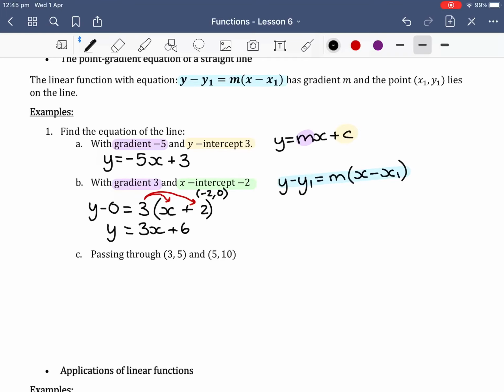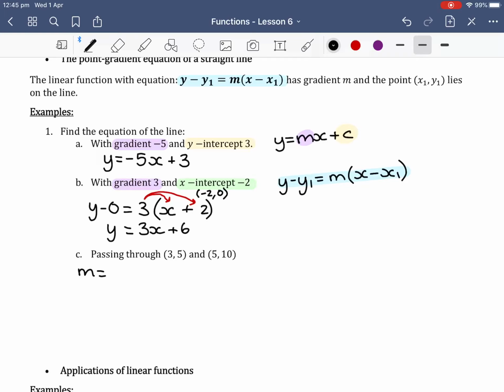Moving on to example 1c, we want to find the equation of the line passing through the point 3, 5, and the point 5, 10. Now we have 2 points here, and that's all. We don't have a gradient, but we have 2 points. So what we're going to do is we need to find the gradient. So over to the side, or actually underneath, we're going to find our gradient.